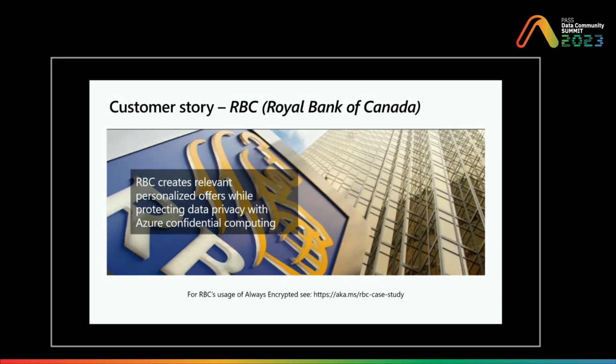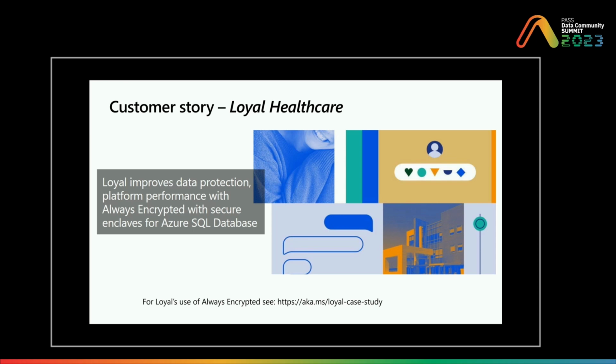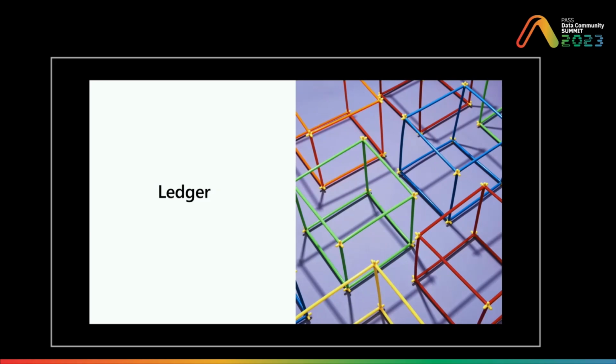We also have customer stories. Royal Bank of Canada is using Always Encrypted, and Loyal Health is one of our biggest customers. They are in the healthcare industry, and they are basically an ISV creating an application that is used by hospitals, and they are using Always Encrypted very intensively. So these are two use cases. If you go to aka.ms/loyal case study, you get the whole story, what we have done there together with that customer. All right, I'm going to skip that.